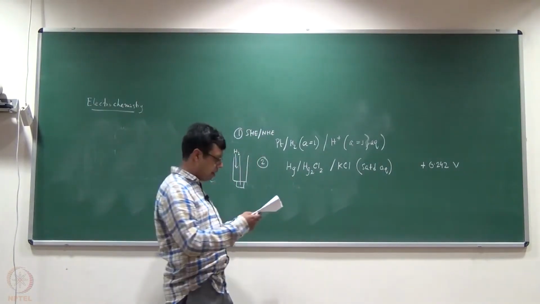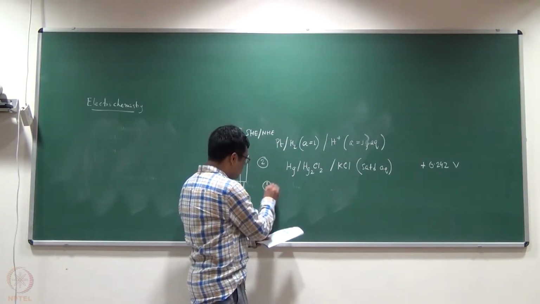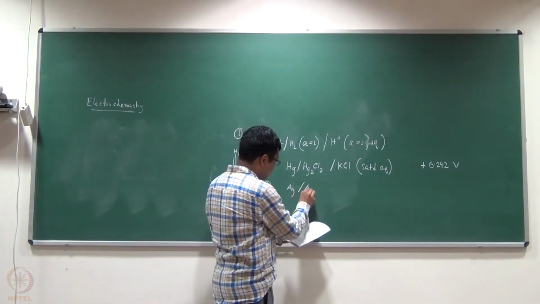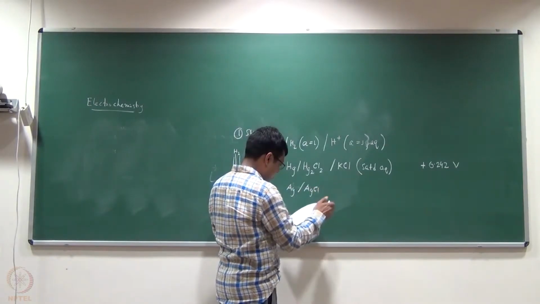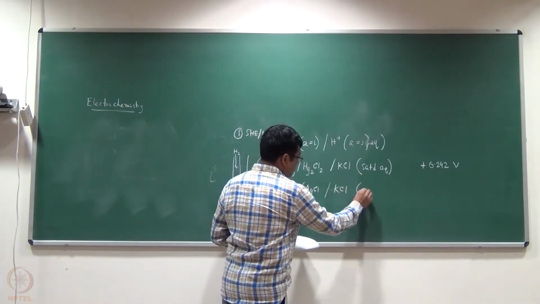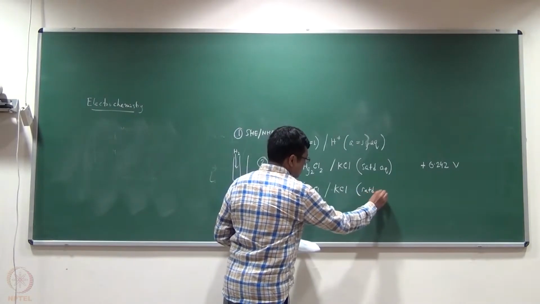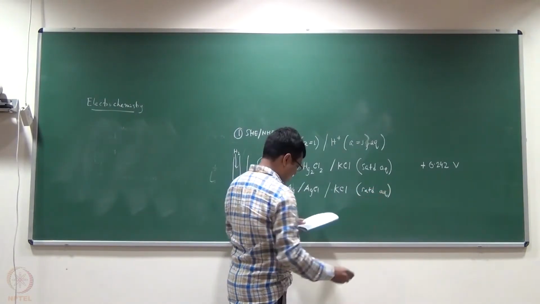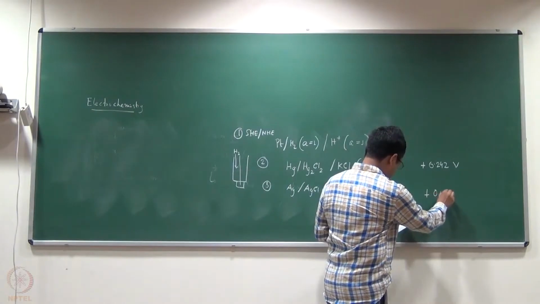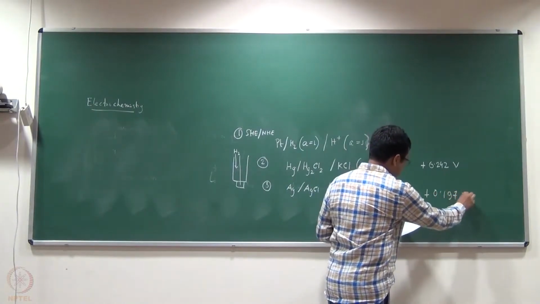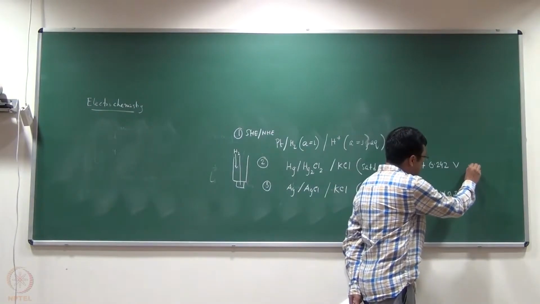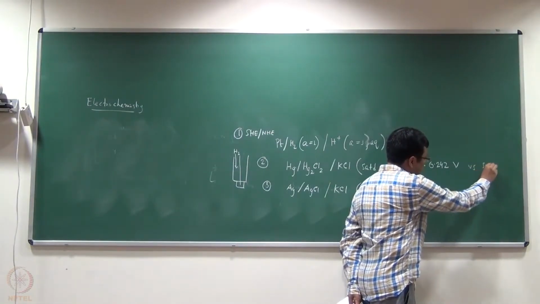There is another practical electrode, which is the silver chloride electrode. And the potential is plus 197. When I say plus 197, it's good to write it as versus standard hydrogen electrode.